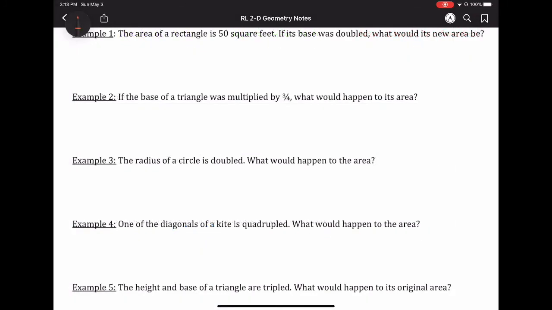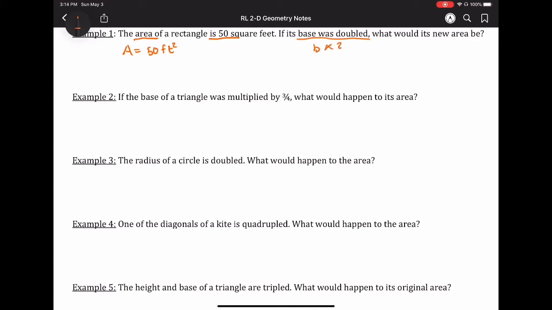All right, here we are on example number 1. It says the area of a rectangle is 50 square feet. If its base was doubled, what would its new area be? Okay, so first I'm going to take note of my important information here. I have area is 50 square feet. So area is equal to 50 square feet. Write that down. If its base was doubled. Okay, doubled means we're multiplying by 2. So I have base times 2.